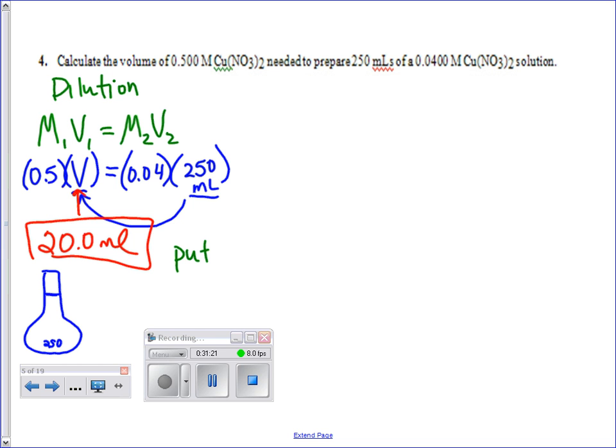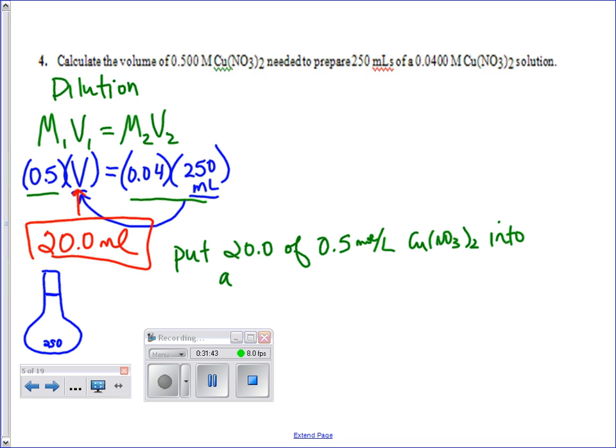Okay, put what solution? We've got to be specific. Put 20 mils of what? We're making this from that, right? 20 mils of 0.5 molar copper 2 nitrate into what? A 250 ml flask. Nope, you can't. The volumes aren't additive. I'm glad he said that. He said put it into 230 mils of water. You really can't do that.